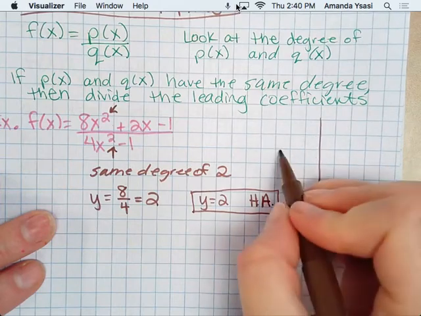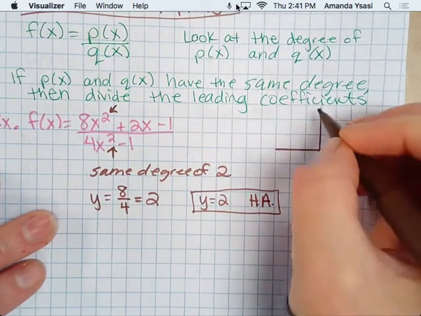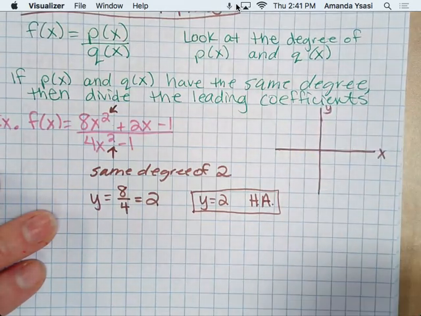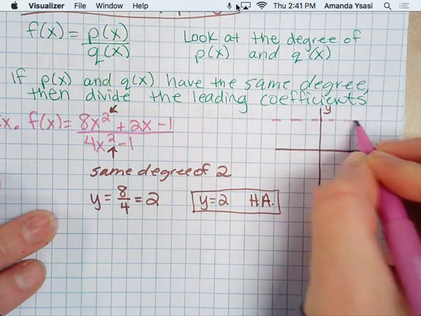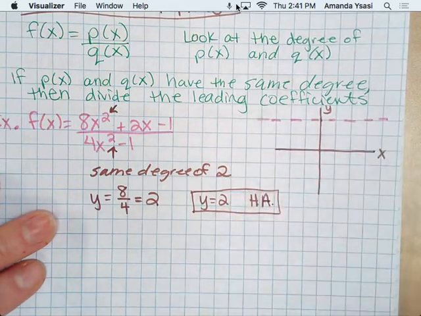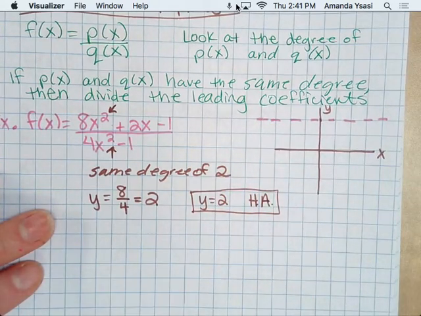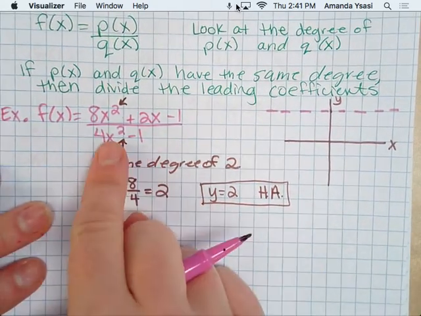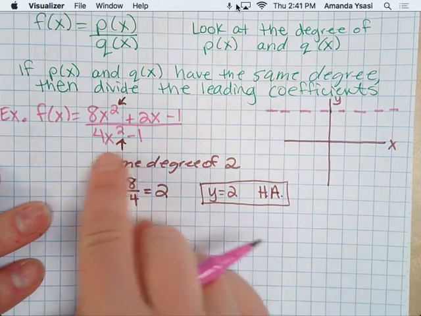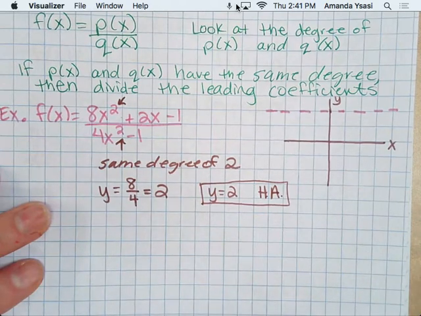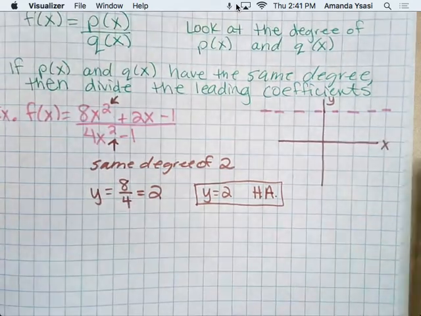So when we graph it, we're going to have a horizontal asymptote at y equals 2. So it'll never touch this line or cross it. And in this one, you'll also have a vertical asymptote. And so we'd have to find that, but we're not going to find that right now. Okay, so this was if they were the same degree.